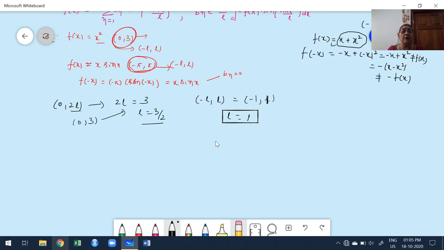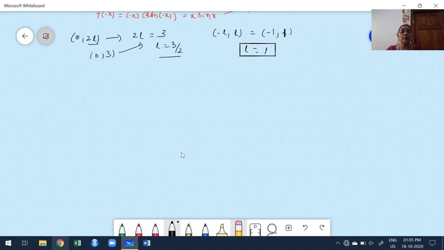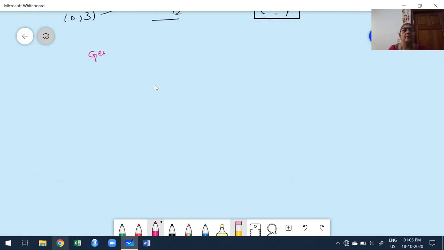You must take care in taking the value of L, because it is a very important tool to construct the Fourier series. Before moving to the next step, I'm going to write a flow chart of what I discussed from the previous class to this class. In the previous class, I first considered the general case: the general method for construction of Fourier series.